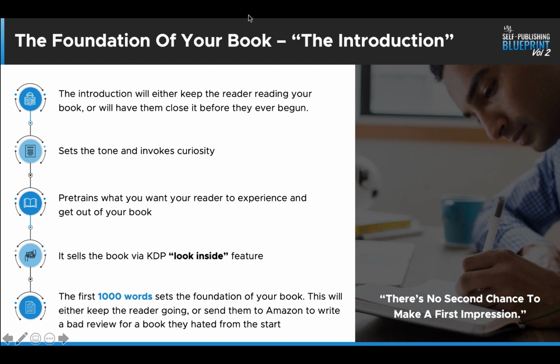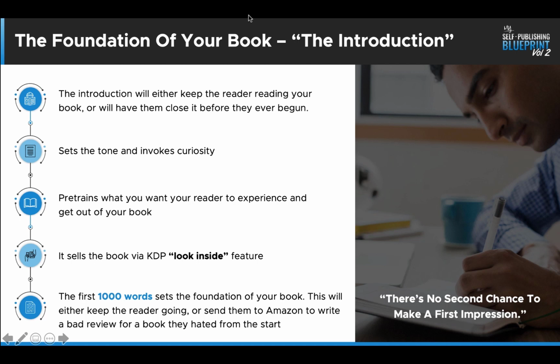attention. Sets a tone and invokes curiosity. Trains what you want your reader to experience and get out of your book. It sells the book via the KDP Look Inside feature. Remember that when your book's on Amazon, customers can actually click on the book and they can look at it via the Look Inside feature. And they can read your introduction. That's a very good thing. You can actually increase the percentage that Amazon lets people read. If you just email KDP, you can increase it up to 30-something%. So they can read the book before even buying it, which is totally fine.